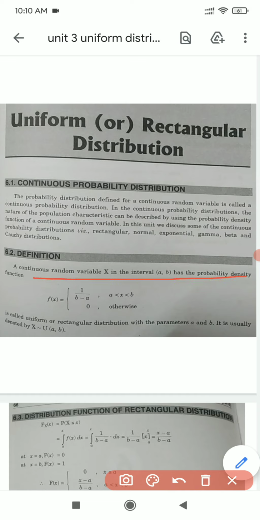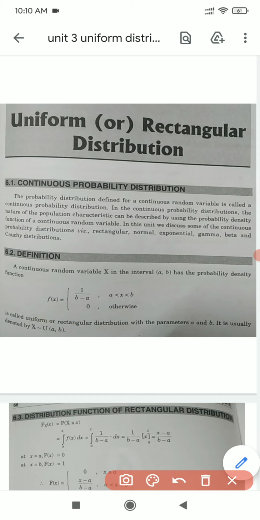Now here we have a definition: a continuous random variable x in the interval a to b has the probability distribution function f of x equal to 1 by b minus a, for x from a to b, meaning a less than x less than b. This one, students, remember. This was the definition. We say x follows uniform distribution with a comma b as parameters.